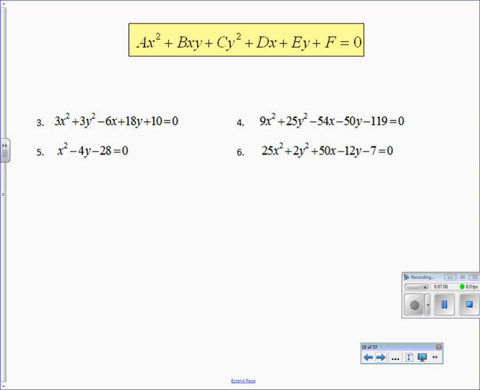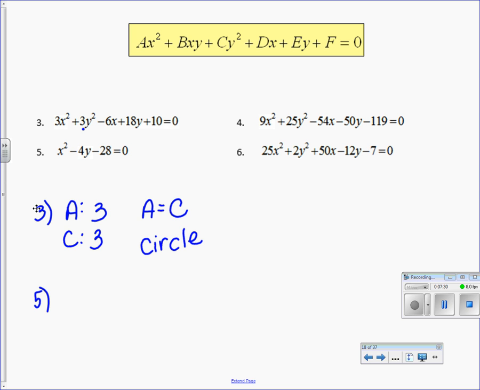Okay, 3, 4, 5, and 6 are kind of jam-packed together, but we'll be okay. So I'm just going to put my work a little bit separate. So for number 3, the number in the A expression is 3. Again, just look for the x squared and the y squared. So the A value is 3. The C value is also 3. Wait a minute. If 3 and 3, they're equal. So if A is equal to C, then we have a circle. And we do, because 3 is equal to 3.